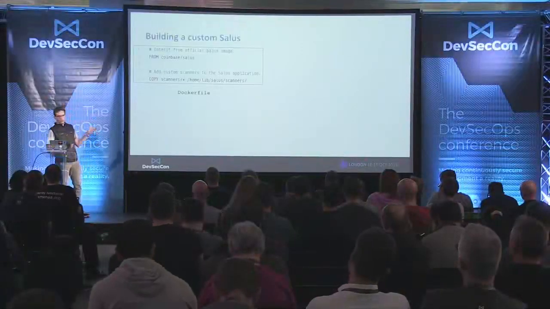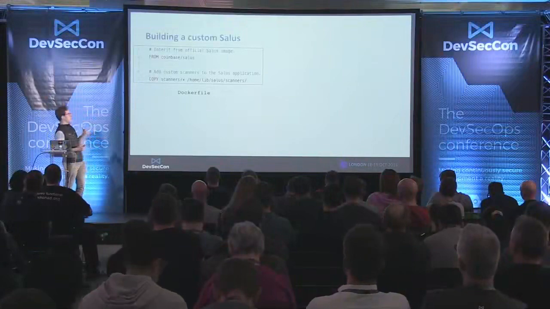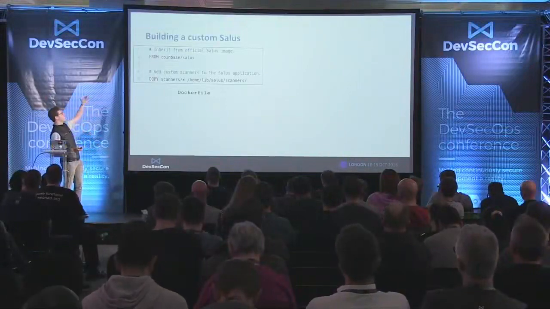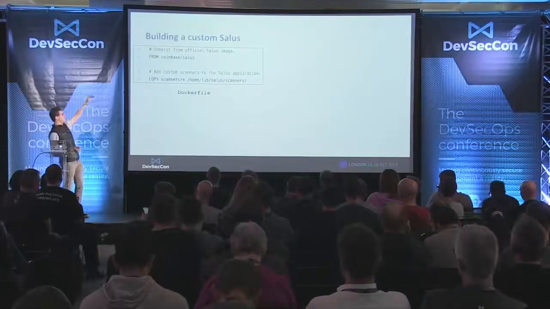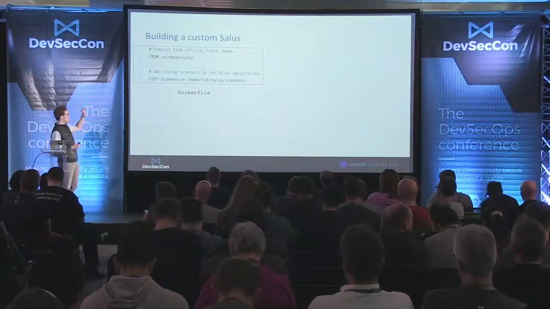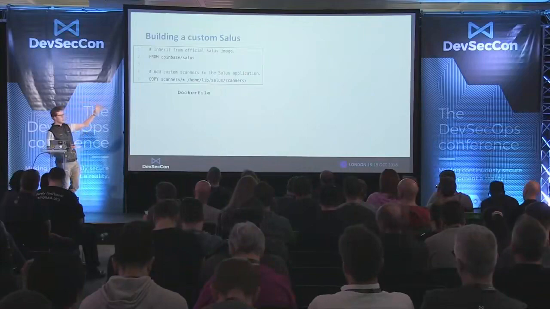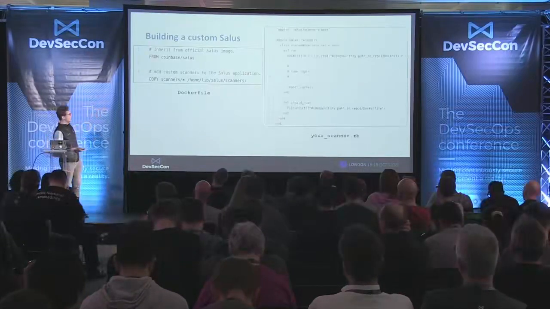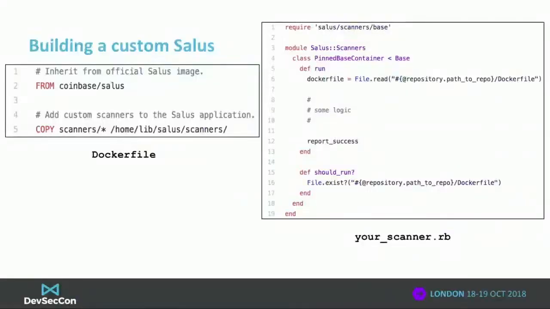You can build your own Salus container with a Dockerfile with just 2 lines in it, basically. You just write FROM coinbase/salus, and so that's the actual container that you're going to be inheriting from. And then you can copy in some arbitrary list of scanner files that you've written. So this could be an example of one. An example here is, let's say you want to check that every Dockerfile pins the SHA, or pins the container that it inherits from.